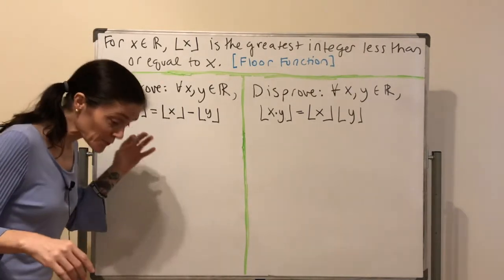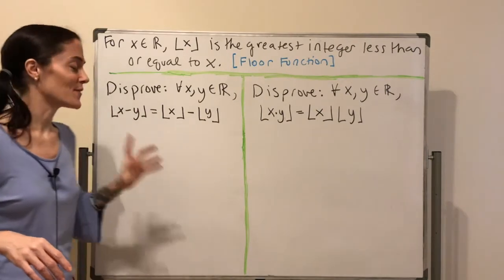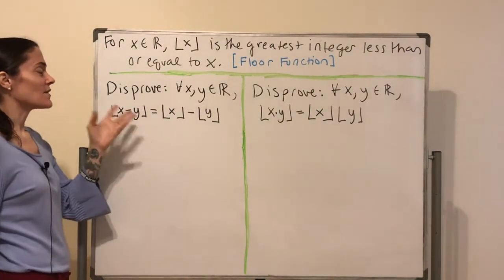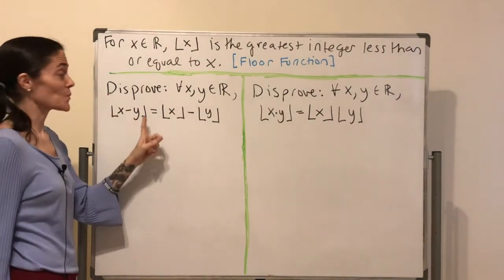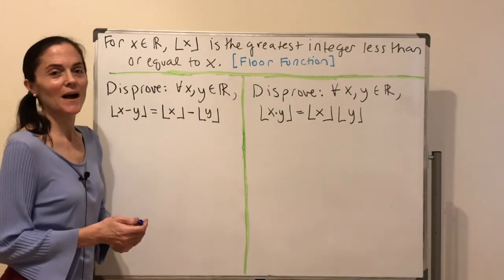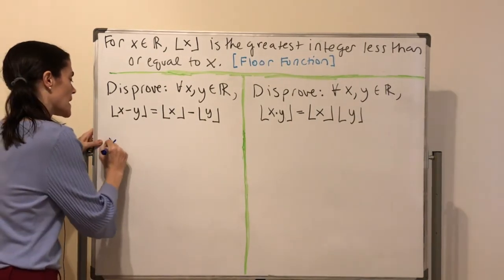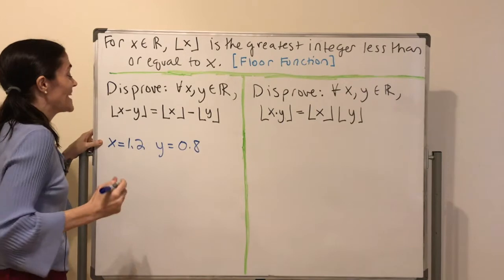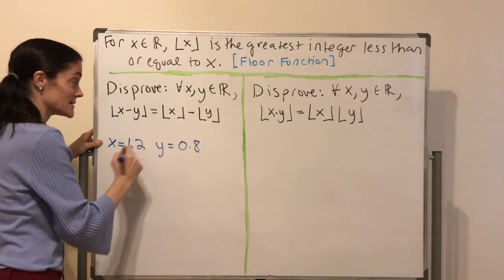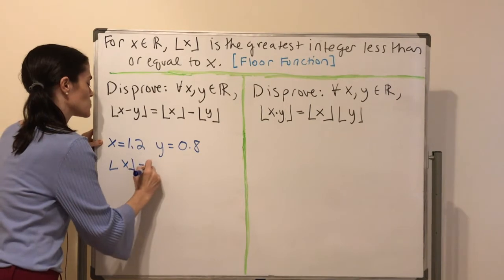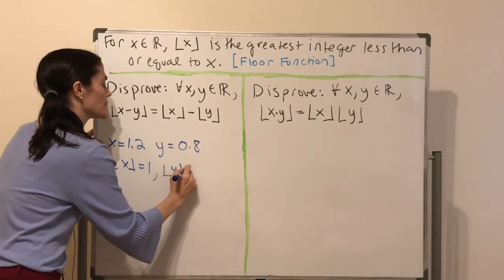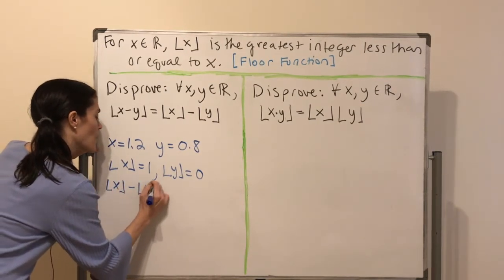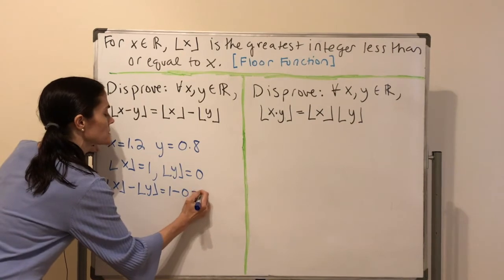Now we want to disprove these two statements about the floor function. And the first is here. This says for all real numbers, the floor of x minus y equals the floor of x minus the floor of y. So here, let's take x is 1.2, y is 0.8. Then maybe I'll compute the right-hand side first. The floor of x is 1. The floor of y is 0. And so the floor of x minus the floor of y is 1 minus 0, which is 1.